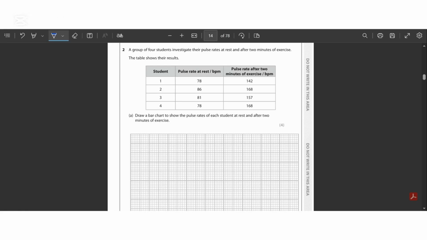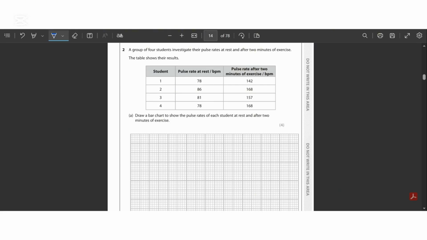This is question number 2 of the June 2019 sample assessment paper 1. The question says that a group of 4 students investigate their pulse rates at rest and after 2 minutes of exercise. The table shows their results. Here they have given us the pulse rate at rest for students 1 to 4 and the pulse rate after 2 minutes of exercise in BPM, which is beats per minute.